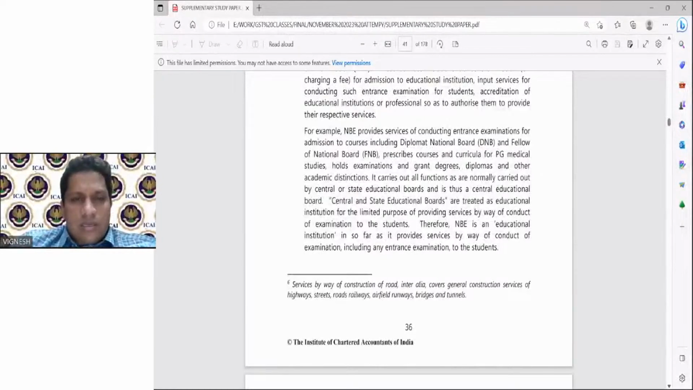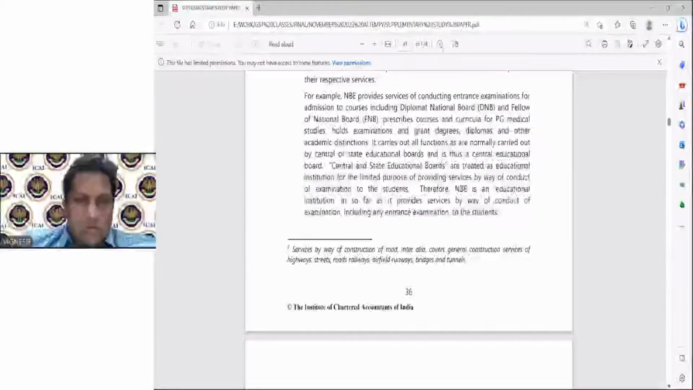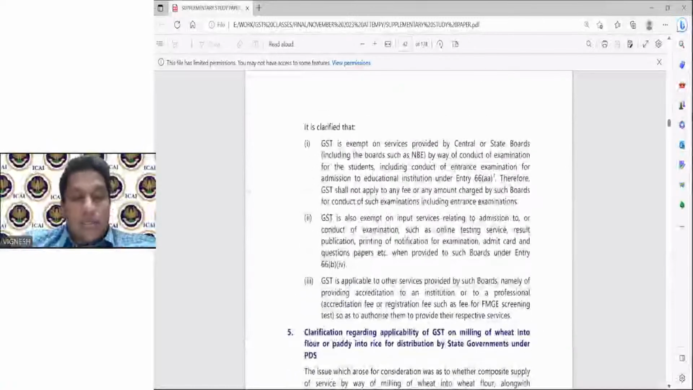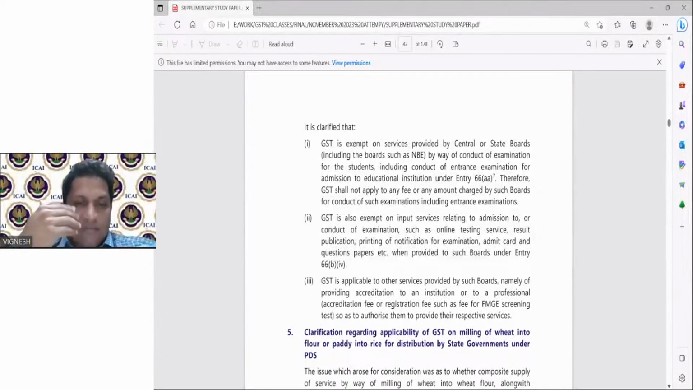In this case, the service is there, whether it is an education institution or what has been clarified. It is very clear. On GST, a crystal clear clarification is given. If any boards, the central board or the state boards, are providing the service by way of conduct of examination, etc., all that is exempt. Fees, etc., are also exempt. Input services, admission, conduct of examination, admit card printing, all exempt.